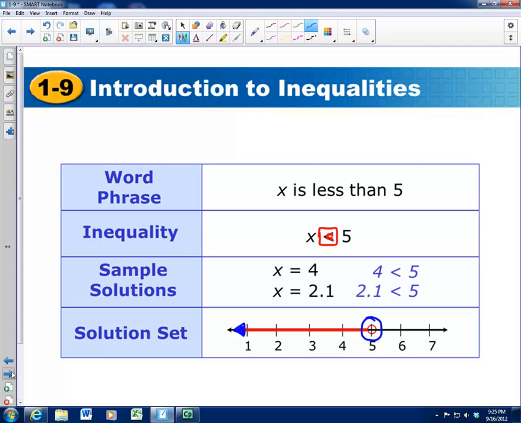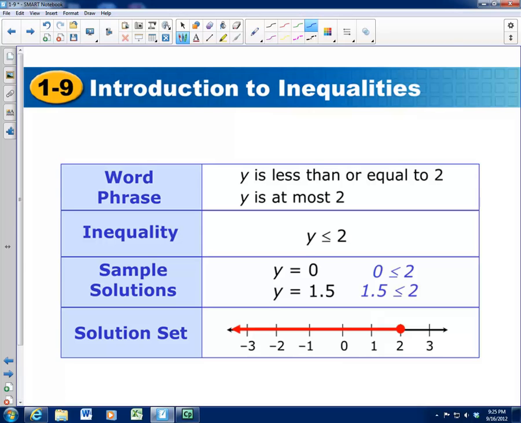Okay, let's take a look at our next one. All right, our next one is talking about a less than or equal to. Okay, and this is our symbol for that right here, which this one says y is less than or equal to 2, which means that it could possibly be 2, or it could also be any number less than that.